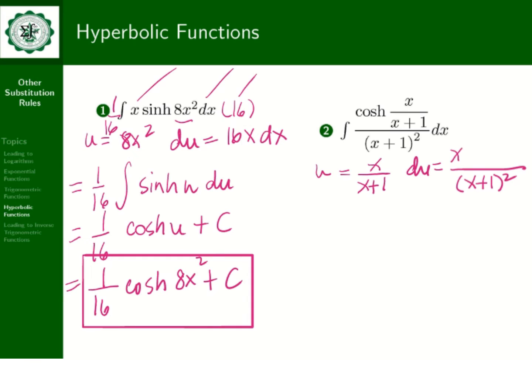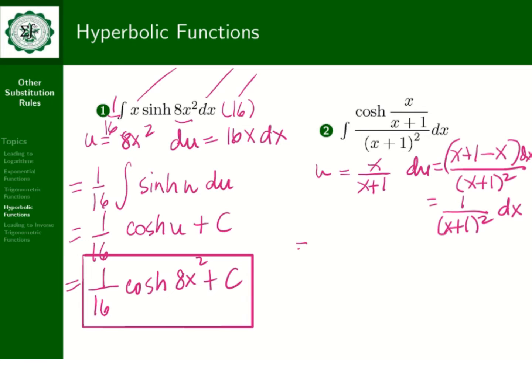We copy x plus 1. And then minus, we copy x. And the derivative of x plus 1 is 1. So we put dx. And then simplify, we have x plus 1 minus x is 1 over the quantity x plus 1 raised to 2 dx. So this is our du.